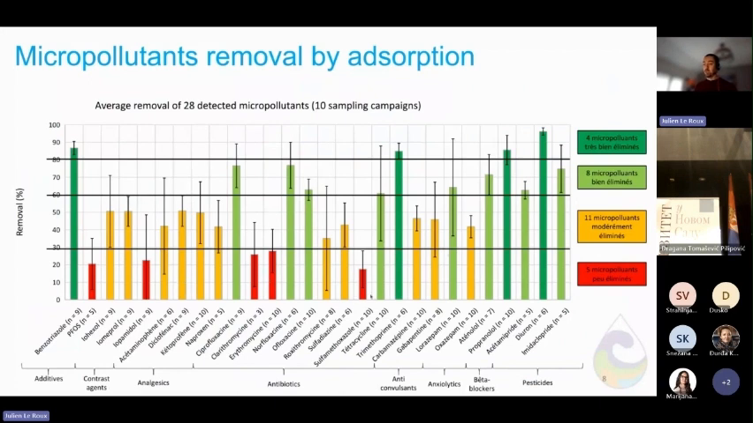There was sulfamethoxazole, PFOS also, and clarithromycin were always with low removals, and some other molecules were always well removed, such as the pesticides diuron or benzotriazole.